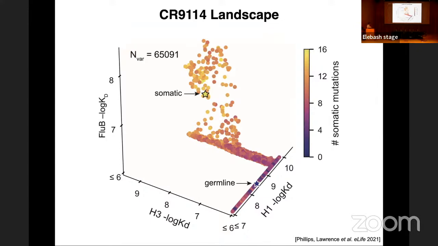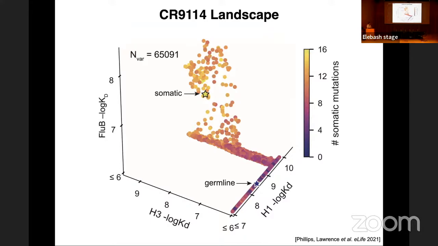So there's 62, what's 2 to the 16? I feel like somebody here should know, 65,000, whatever it is. There's 65,000 some points here, one for each possible variant. I've colored them by the number of mutations. So the yellower that you are here, the closer you are to the mature somatic version of the antibody.